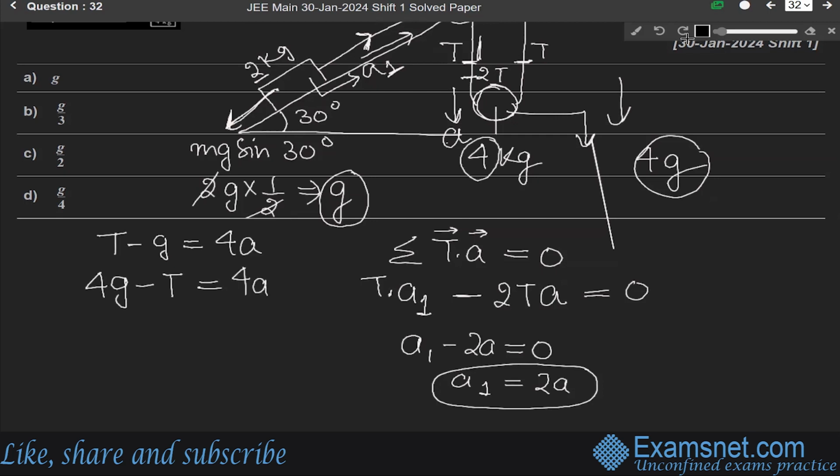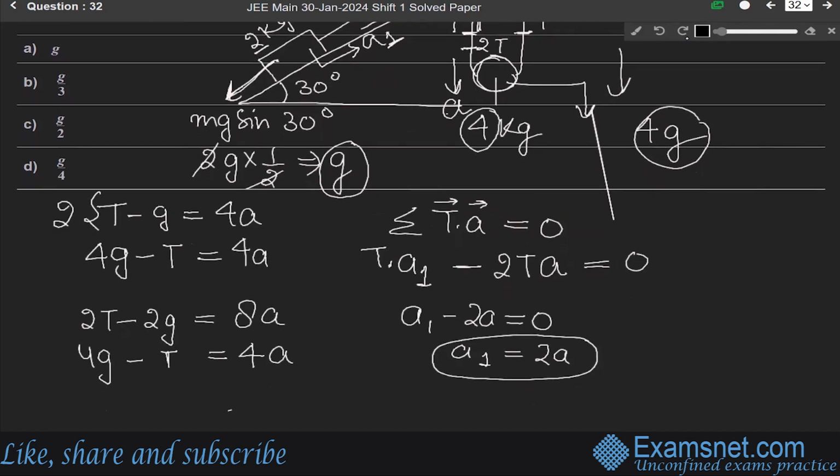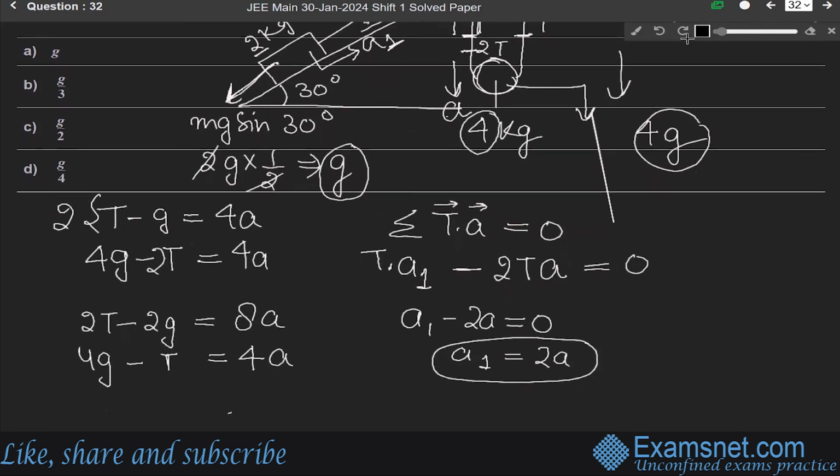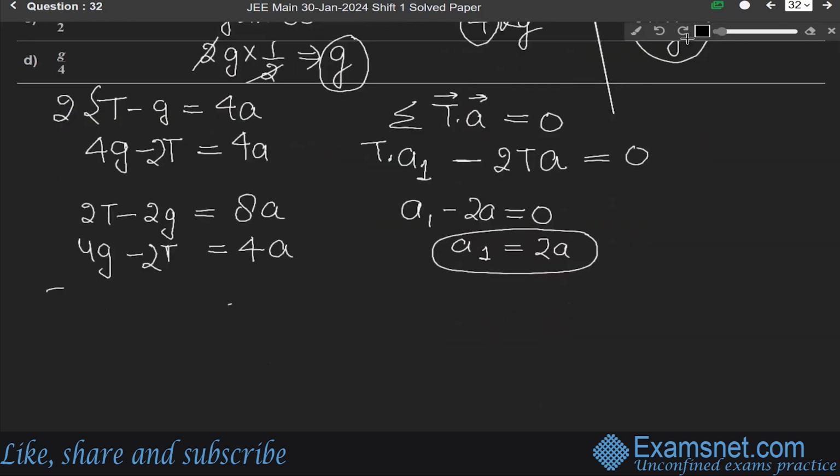So 4A. Now multiplying the first equation by 2, we get 2T minus 2g equals 8A. And here we get 4g minus 2T equals 4A. Sorry, here it is 2T, not T. Now adding both equations, 2T cancels out, and we get 4g minus 2g, which is 2g, equals 8A plus 4A, which is 12A. So we get A equals g over 6.